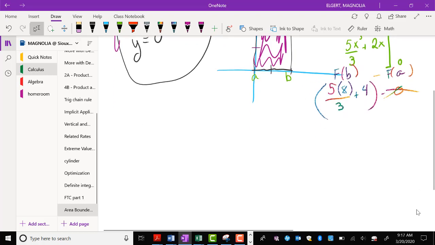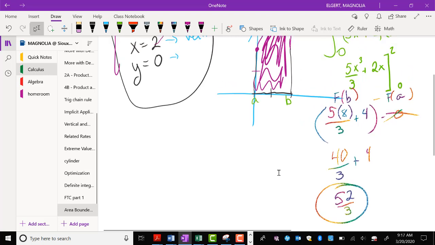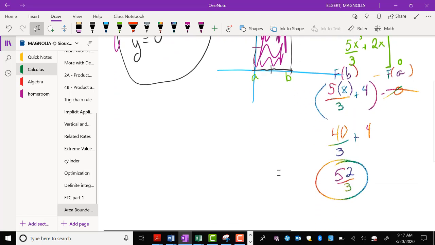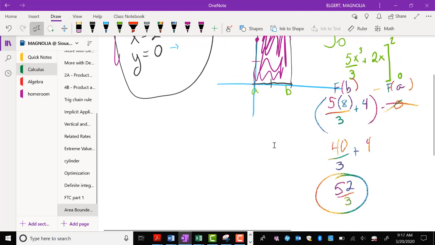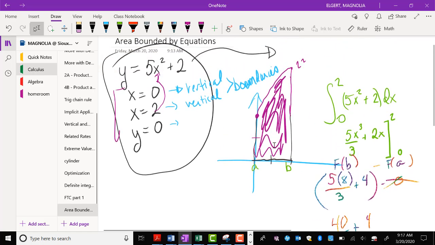So then we just got to do some math here. 5 times 8 is 40 over 3 plus 4. Again, here I am without my calculator. 4 is 12 thirds, so that would actually give me 52 thirds for my area. Could you type that into Desmos and check it? Yes. Definite integrals, because they have numeric answers, some of your graphing calculators will even evaluate them, but I always use Desmos to check.